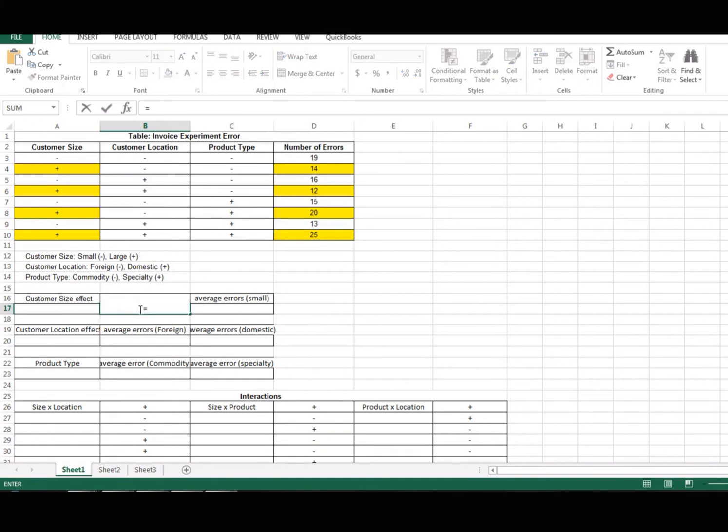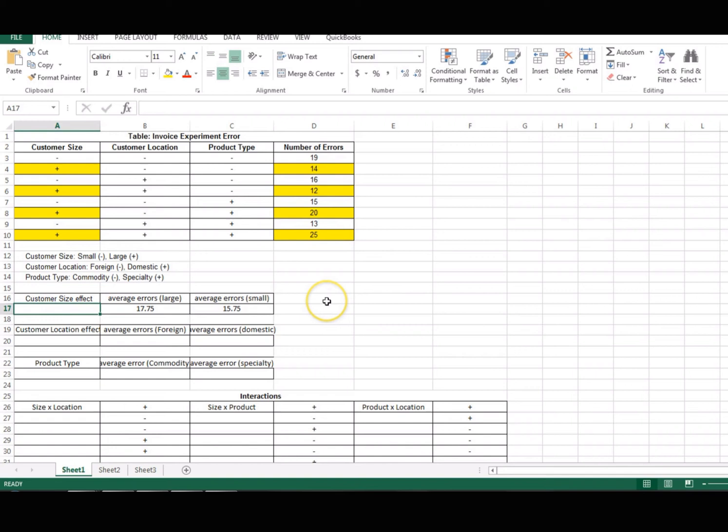So in this case, I would say equals. I could say equals average if I wanted to, or I could just do parentheses and do this plus this plus this plus this plus this and close that parentheses. And obviously we're going to divide by 4. Okay, I'll repeat that process on this one, but this one is for small. So in this case, when I do the average errors for small, I'm focusing on the negatives. So in this case, I'm going to say equals, parentheses, 19 plus 16 plus 15 plus 13. Close that parentheses and divide by 4.